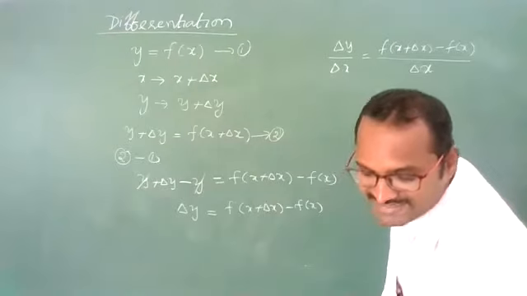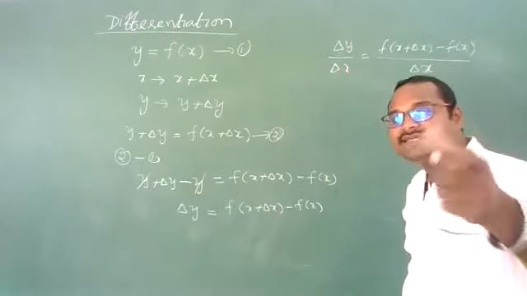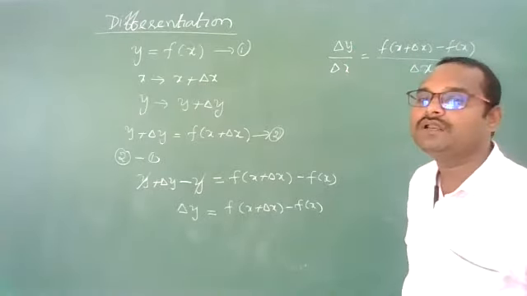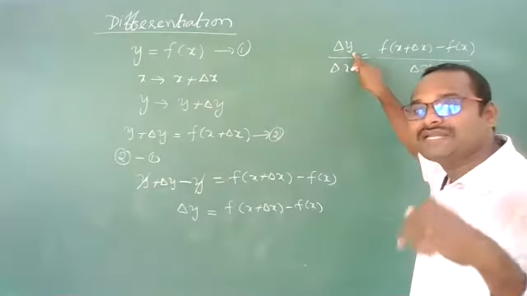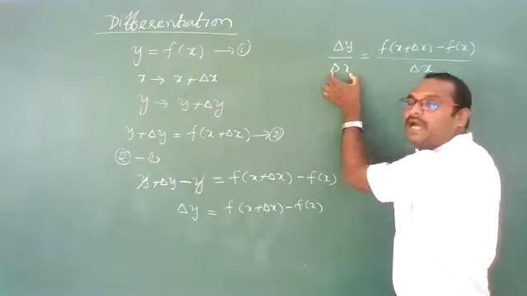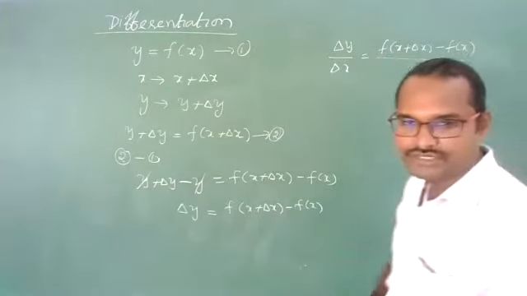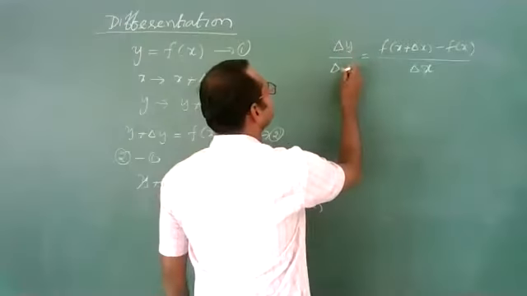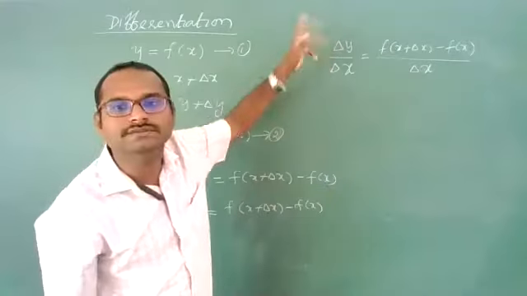Now this delta y divided by delta x is called as average change in y value with respect to x value. Means when x is changing by a small amount, how y value is changing. That is the meaning of that one. Are you getting, students? When x value is changing by some amount, then how y value is changing.